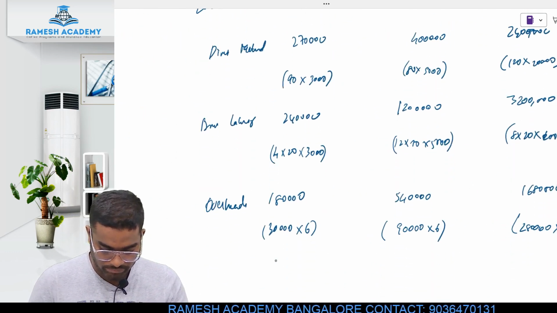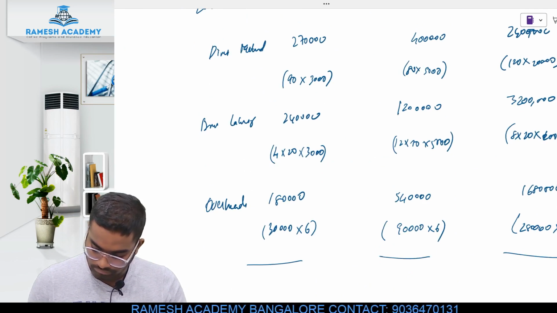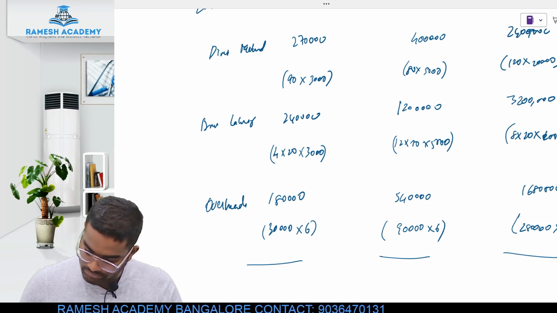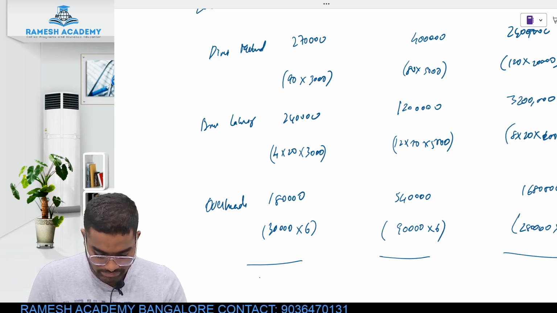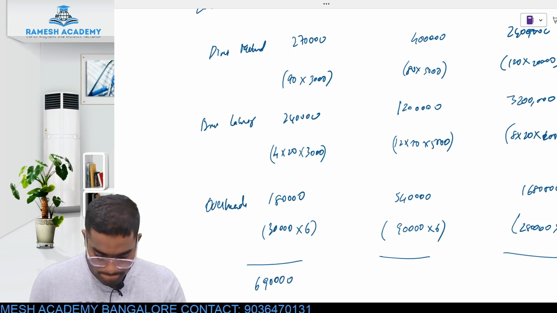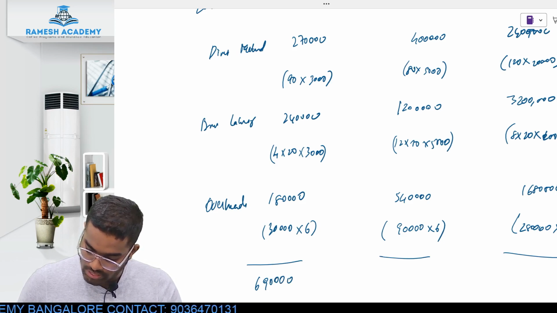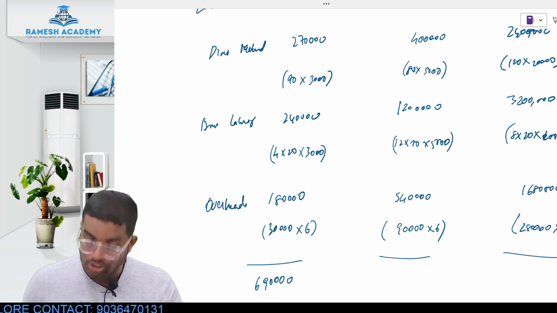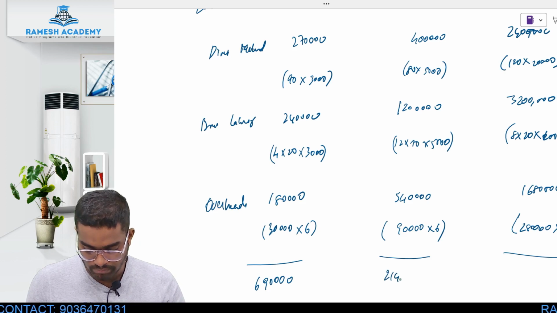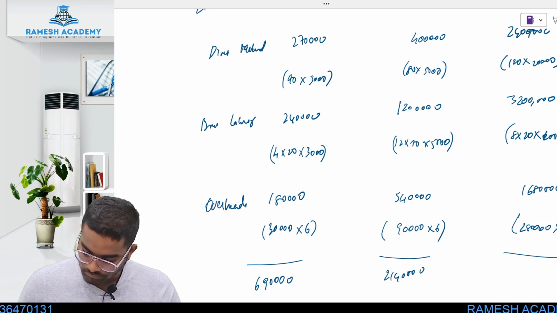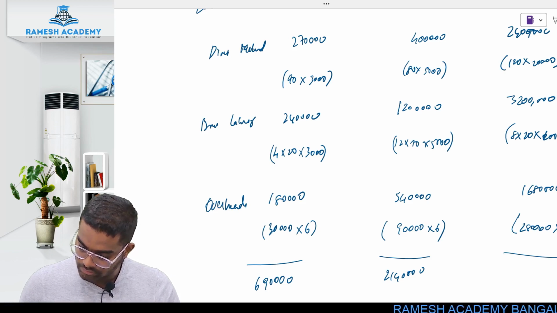So we'll just add it up. So it would be 2 lakh 70 plus 2 lakh 40 plus 1 lakh 80. It is 6 lakh 90. Here it is 4 lakh plus 12 lakh plus 5 lakh 40. It is 21 lakh 40,000. Here it is 24 lakh plus 32 lakh plus 16.8 lakh. Just 72 lakh 80.